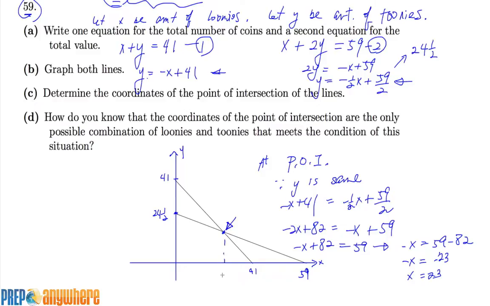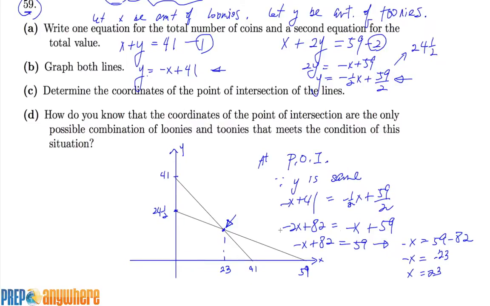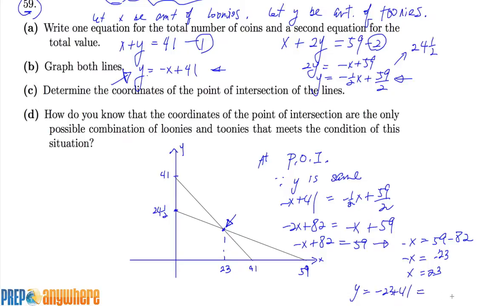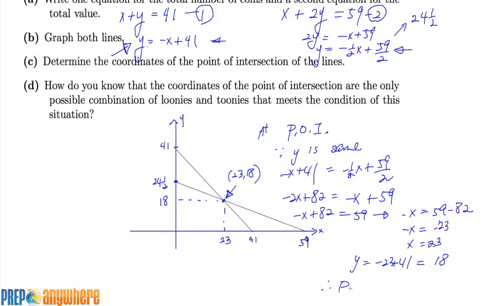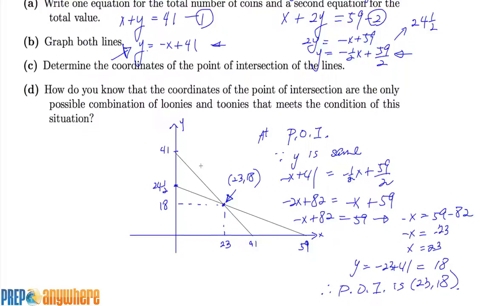So that makes sense. They're saying we just got that this is 23 approximately. And since when x is 23, the y values on both the first and the second line are the same, we can just plug it into either one. Let's plug into this one because it's easier. So y is equal to minus 23 plus 41, 18. Okay, so the point of intersection is 23 and 18. So we can say therefore the point of intersection is 23 and 18.